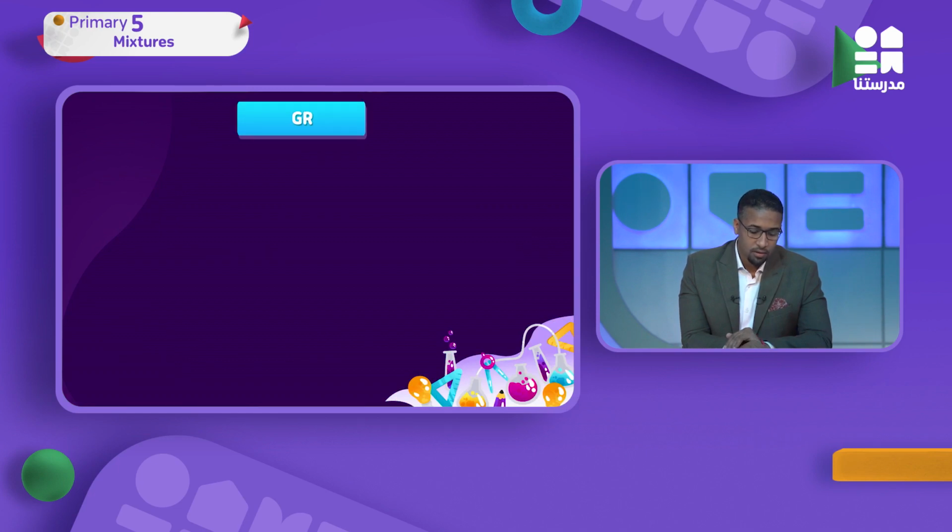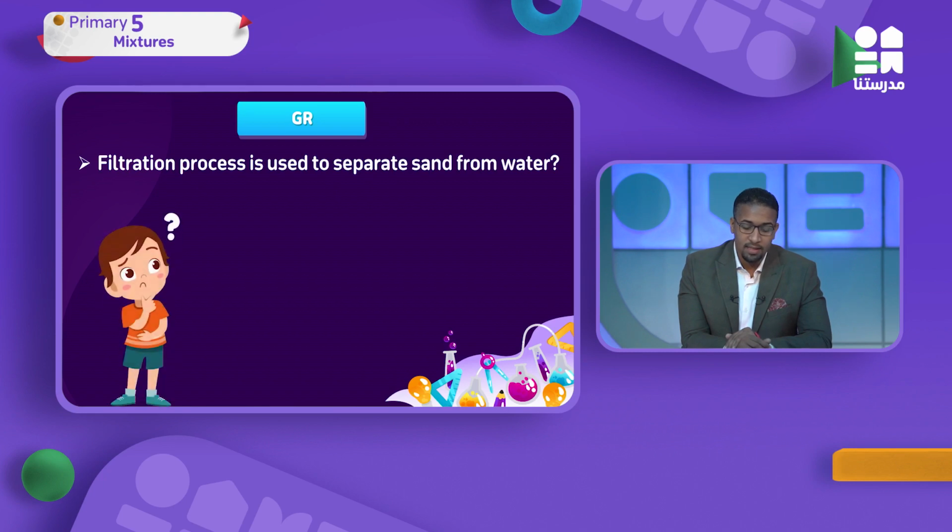Here is a question. The filtration process is used to separate sand from water. Why the filtration process? Because sand is insoluble in water; sand does not dissolve in water. That's why we use filter paper.